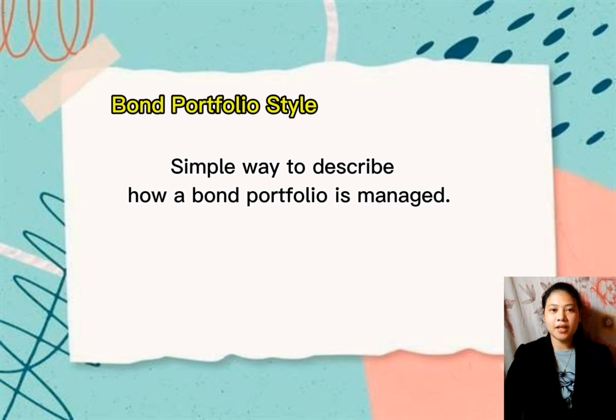Bond portfolio style is a simple way to describe how a bond portfolio is managed. It usually refers to types of bonds held, like government, corporate, or high yield; maturity, like short, medium, or long term; credit quality, like high quality versus riskier bonds; and strategy, like active versus passive management. So bond portfolio style tells you the flavor or approach of the bond investing strategy.